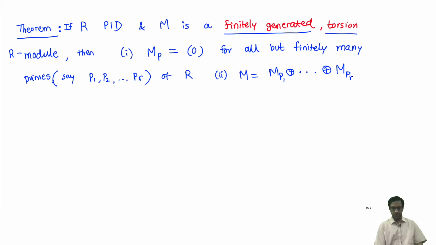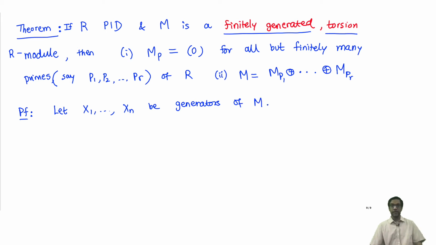Okay, so we've already developed many of the ingredients we need for this proof. So observe that M is finitely generated. So I'm going to use all my hypotheses. So first let x1, x2, ..., xn be generators. Okay, so remember, finitely generated module just means there are finitely many elements such that the submodule generated by the set of these elements is the whole module.